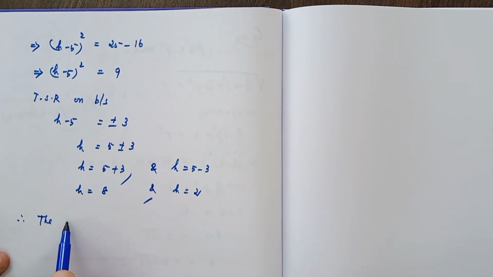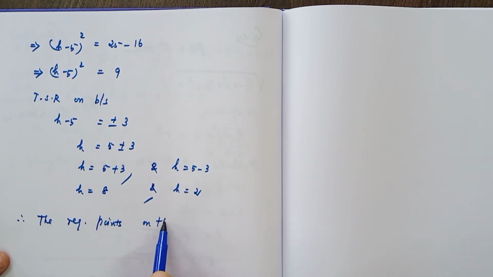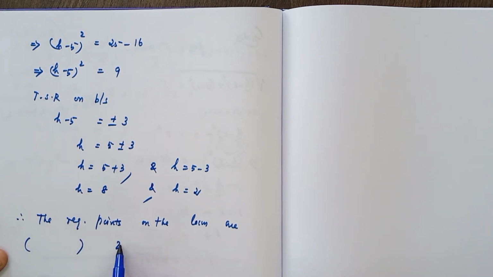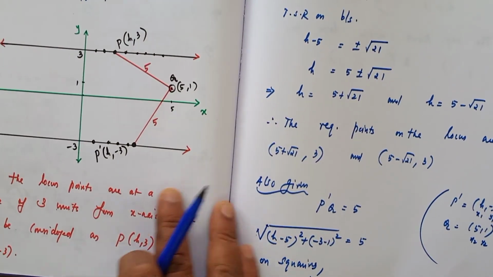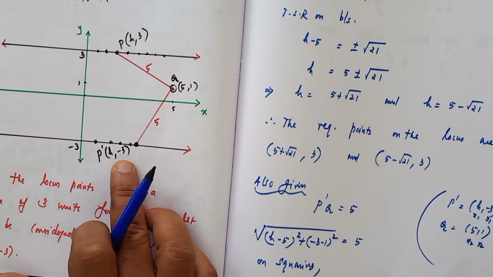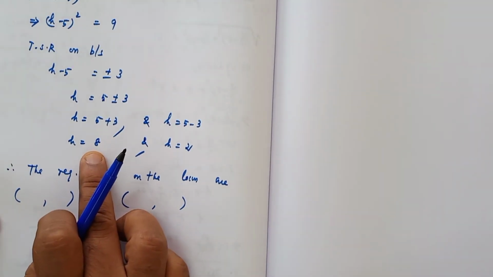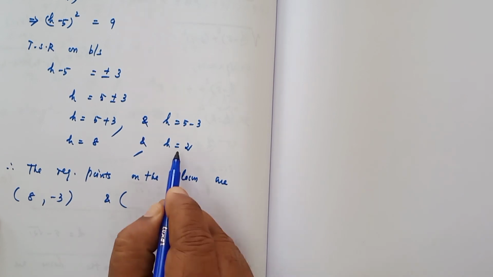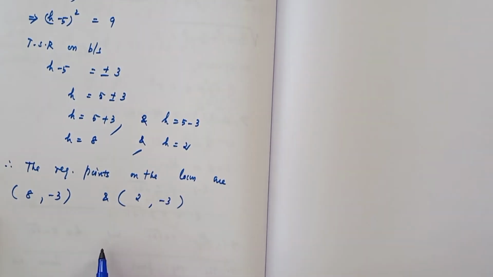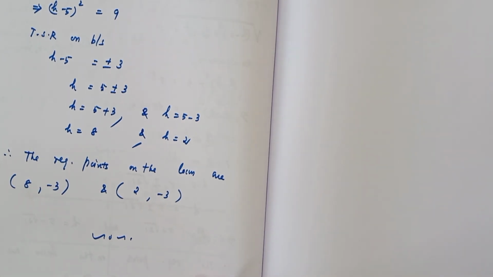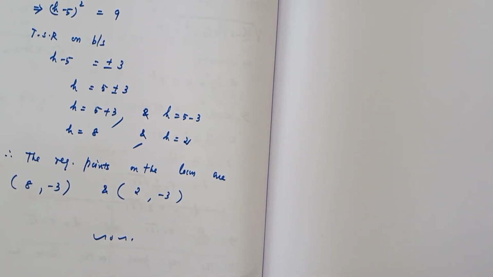Therefore the required points on the locus are, listen, look at what I mentioned here, P dash of (h, -3). Here the h values are 8 and 2: (8, -3) and (2, -3). That's all. So we have 4 required points in total.